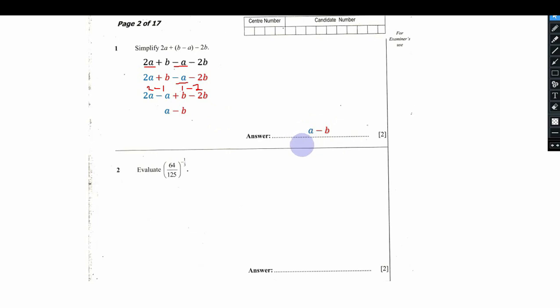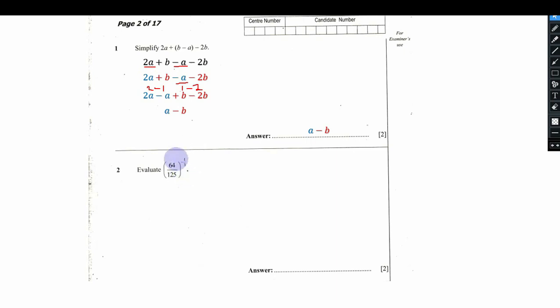Okay, we proceed. Question number 2 is saying evaluate, and these are number bases. With the number bases, you check first of all what you have. As you can see on the power there, the power is in fraction form. The exponent or the power is in fraction form. At the same time, it has got a negative.